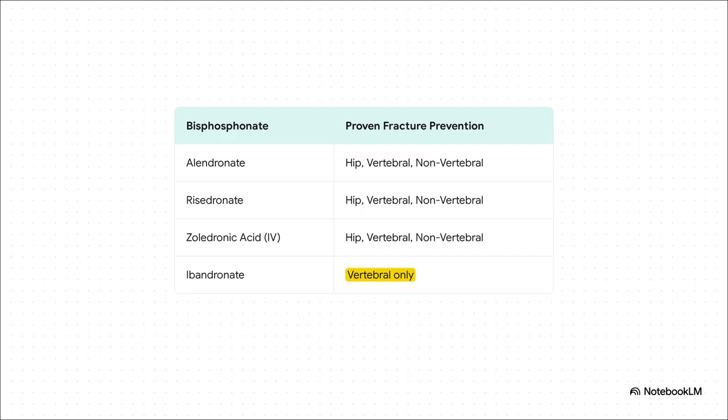This is really important. If you look at the table, you'll see that alendronate, risedronate, and the IV drug zoledronic acid, they have the best data. They're proven to prevent fractures everywhere: hip, spine, other sites. Notice that ibandronate is only proven for spine fractures, which is why we don't usually pick it first.